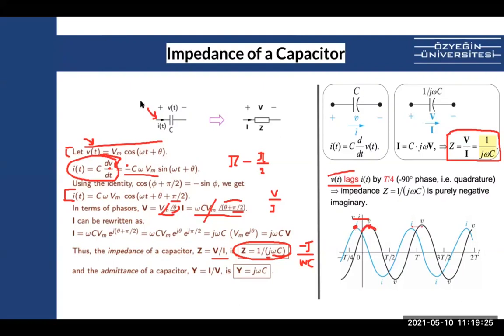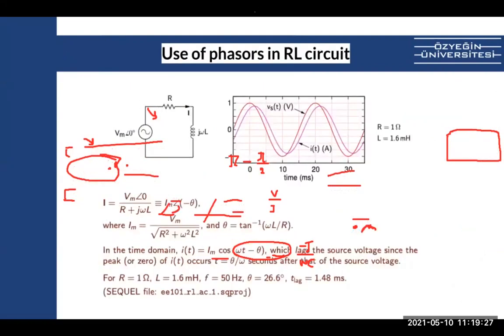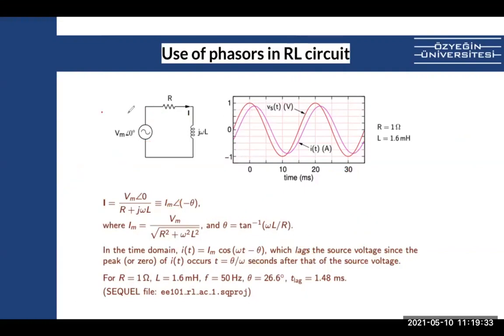Okay. All right. So the use of phasors in RL circuits, for instance, for this circuit, what we do to find the current: this is the voltage, which is Vm cos omega t plus phi. So this is the source, and this is the phasor representation. Dividing this voltage by the total impedance, which is R plus j omega L, you can find the current.